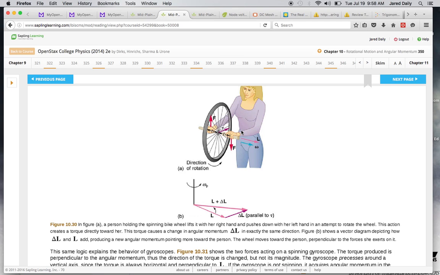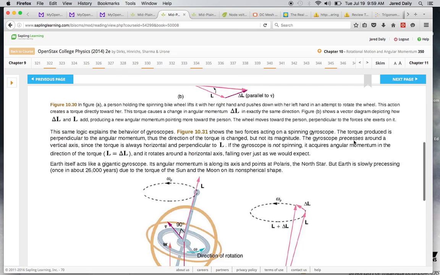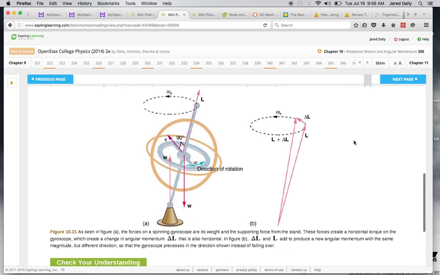Well, an upward change in angular momentum would correspond to a clockwise rotation of the platform that she's standing on. And so if she's standing on a rotating platform, that platform would rotate in a counterclockwise direction. And that's an example that we'll try to do in our last lab.